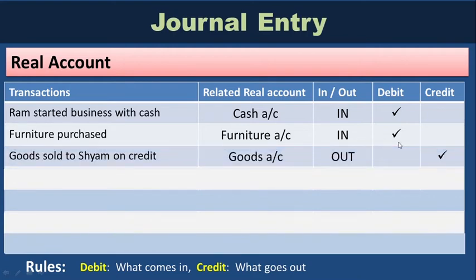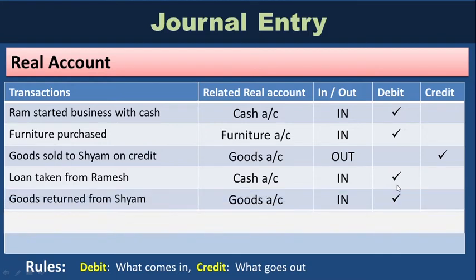The next, goods sold to Sam on credit. Here, the related real account is goods. Goods is going out from the business and goods is credited here. Loan taken from the Ramesh. Here, the related real account is cash. As we take loan, we get cash. Cash is coming into the business and the cash is debited here.